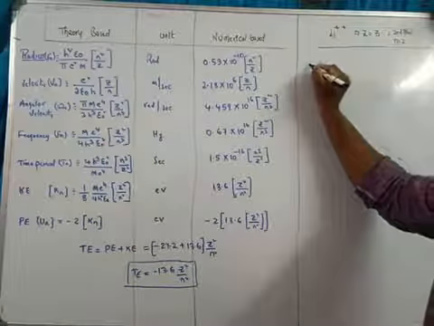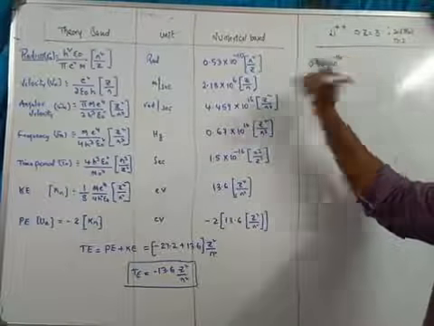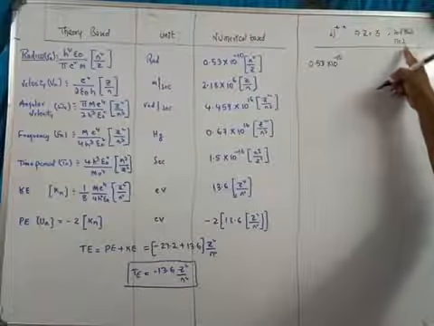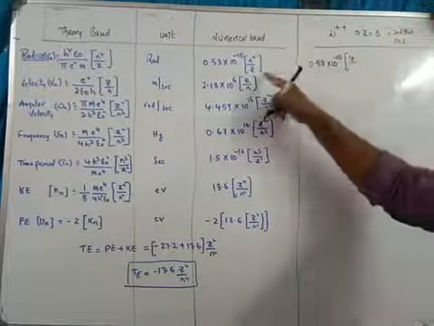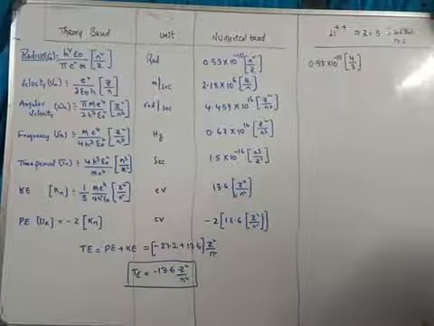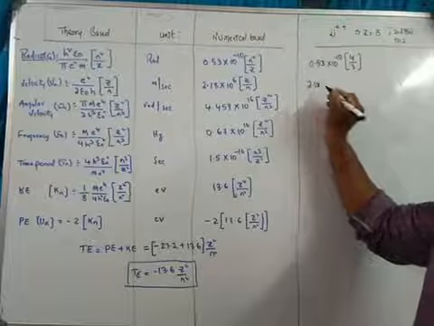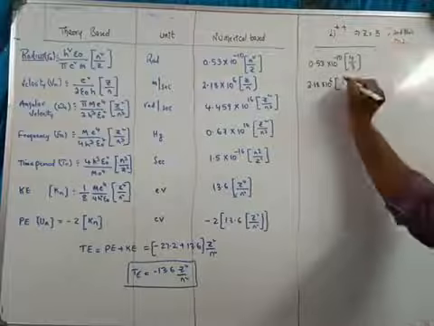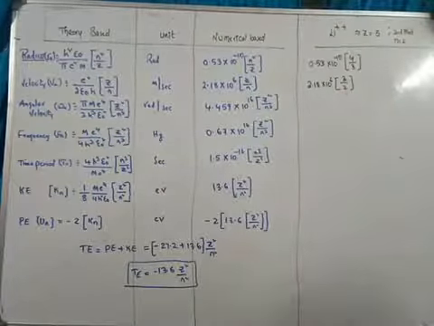What will be the radius? The value will be 0.53 into 10 to the power of minus 10, times n squared by Z. n squared means the value will be 2 squared, which is 4, divided by Z, so we get 4 by 3. Similarly, for velocity, the value will be 2.18 into 10 to the power of 6, times Z, which is 3, divided by n, which is 2.